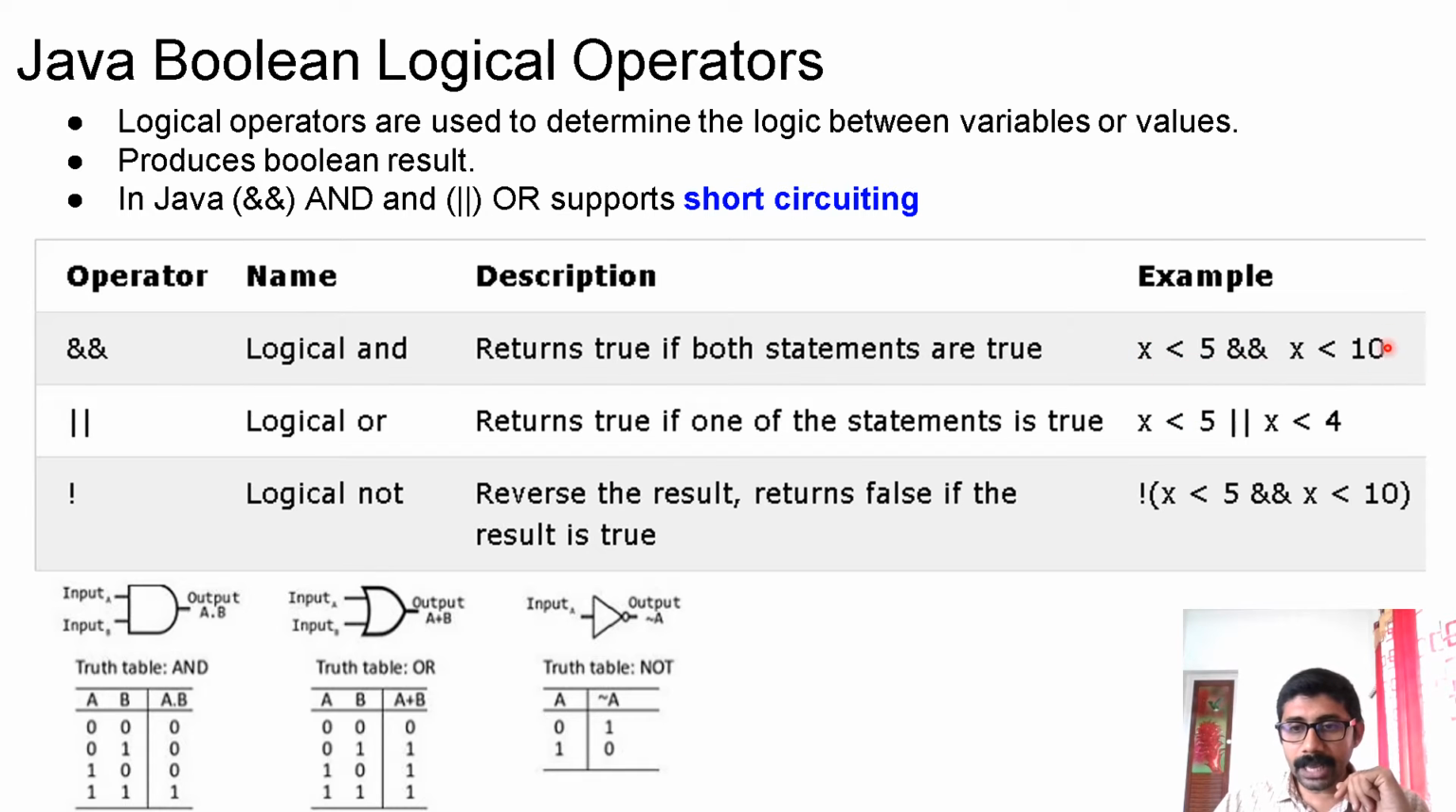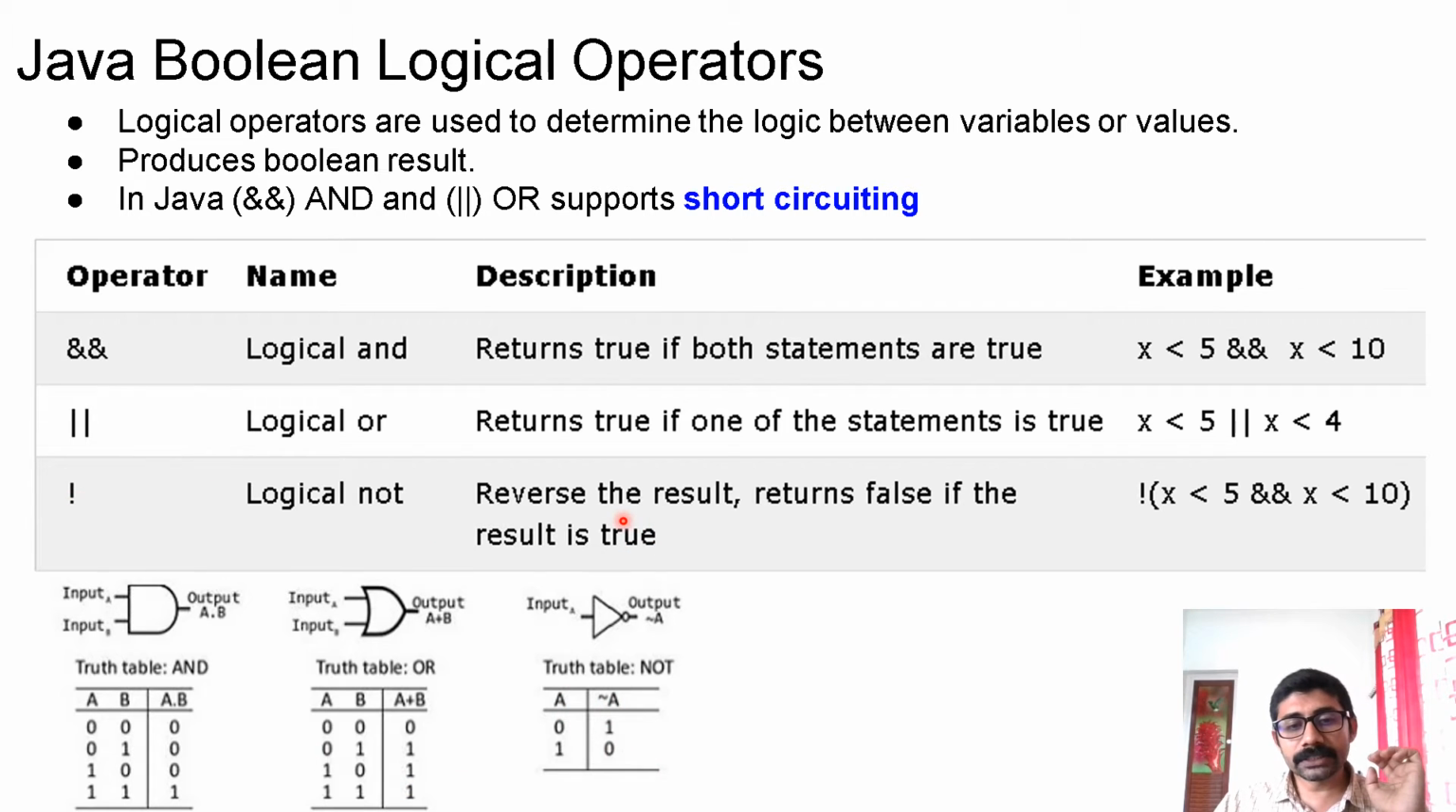Expression 1 and expression 2 means this has to be true and the other part has to be true. When both are true, the output will be true. That is AND. OR means expression 1 or expression 2. If either one is true, the result will be true. This is the truth table for the AND and OR. Note, it is just a complement.